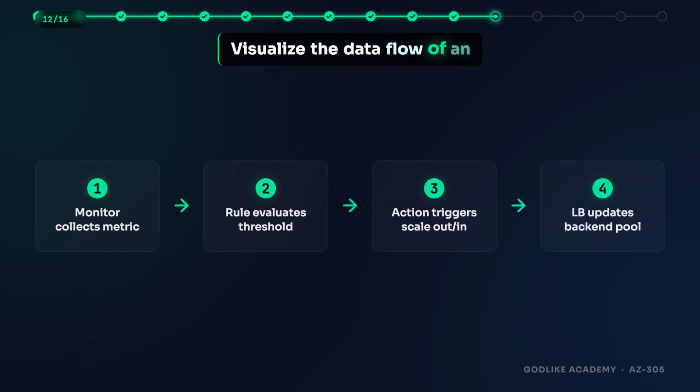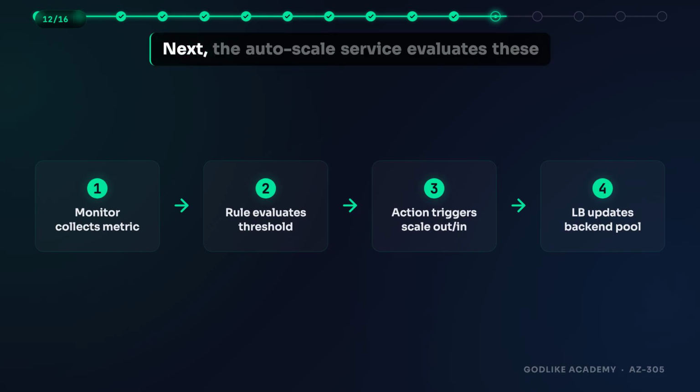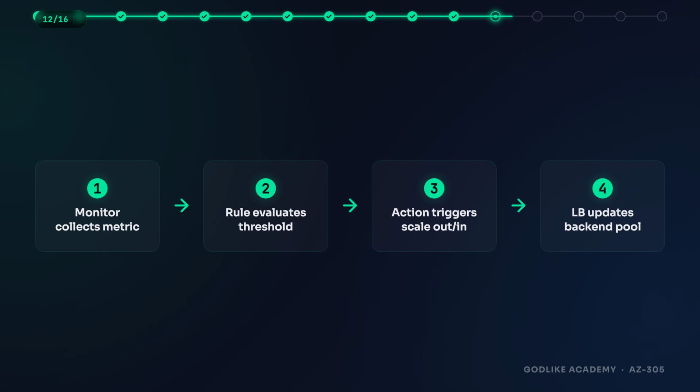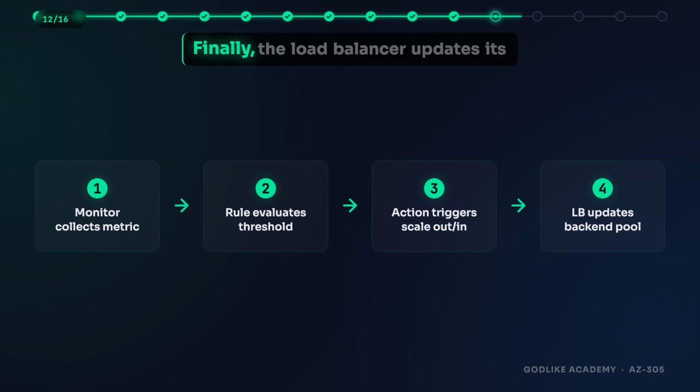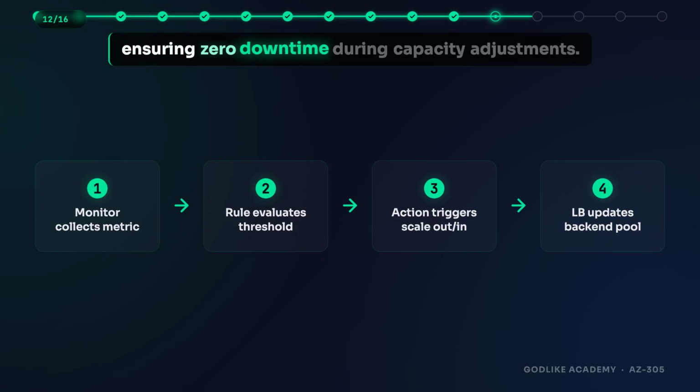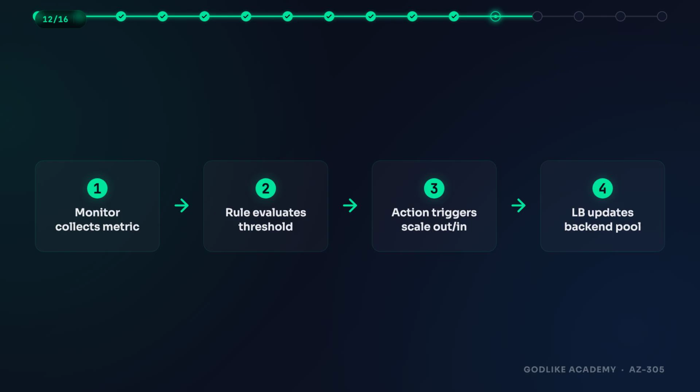Visualize the data flow of an autoscaling event. First, Azure Monitor collects metrics from your VMs. Next, the Autoscale service evaluates these metrics against your defined rules. If a threshold is crossed, it triggers a scale action to add or remove instances. Finally, the load balancer updates its backend pool to distribute traffic to the new or remaining healthy VMs, ensuring zero downtime during capacity adjustments.